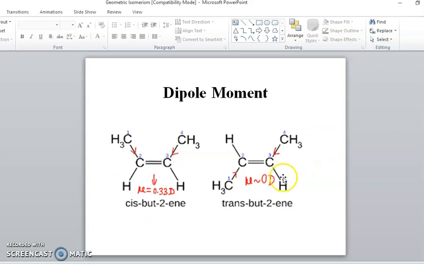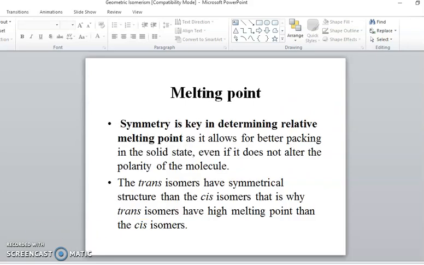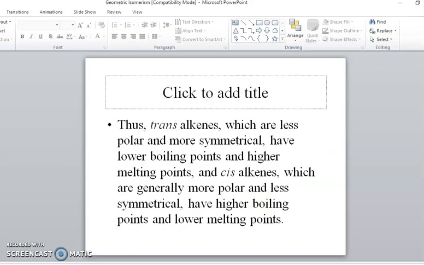Look at the cis and trans. Definitely the trans is more symmetric. You can see across the double bond, the trans is more symmetric. If trans is more symmetric, definitely it will have a high melting point. So the melting point of trans, since it is more symmetric, will be higher than that of the cis one. Now this is the conclusion. Thus, trans alkenes, which are less polar and more symmetric, have a lower boiling point and higher melting point than cis alkenes, which are generally more polar and less symmetric.